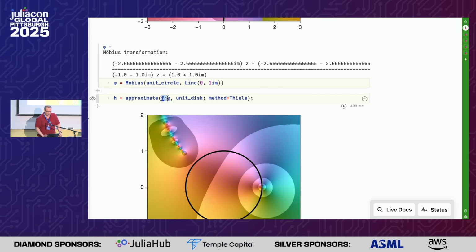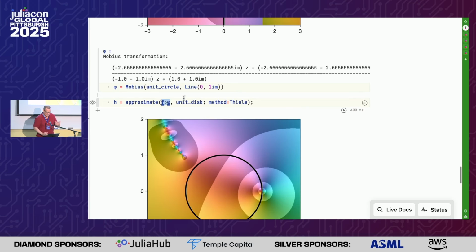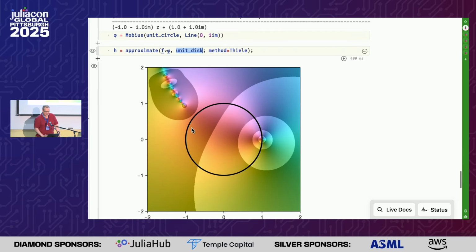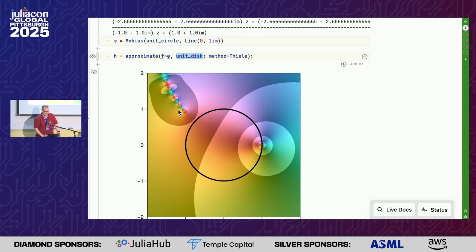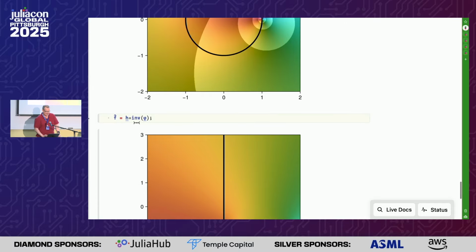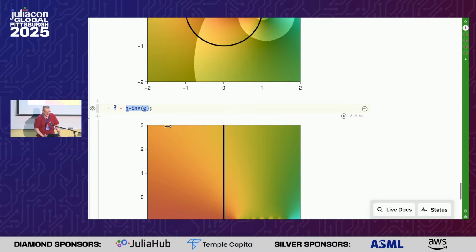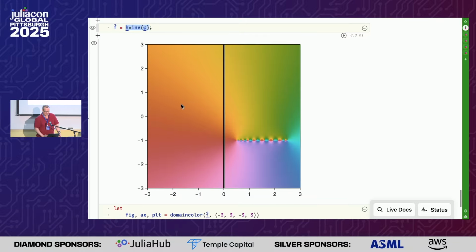And then I can compose the original function with that Mobius transformation. So now my problem is on the unit disk, but f is evaluated on its native domain. On the disk, I get the branch cut sitting out here. Or if I wanted to do this back in the original domain, I can compose with the inverse of the Mobius transformation, and now I'm back on the left half plane.